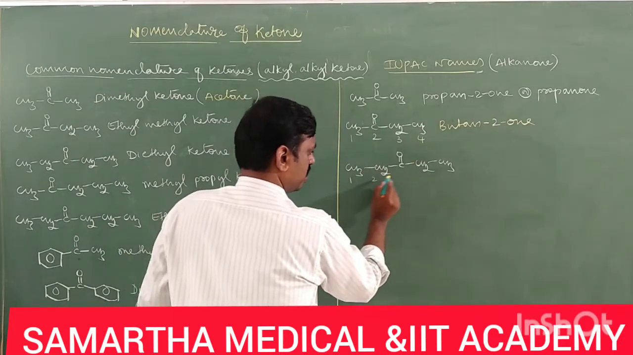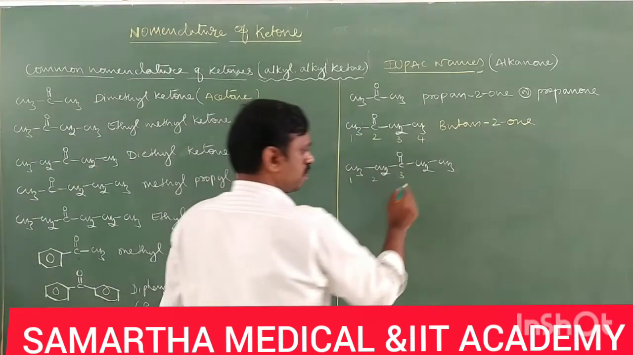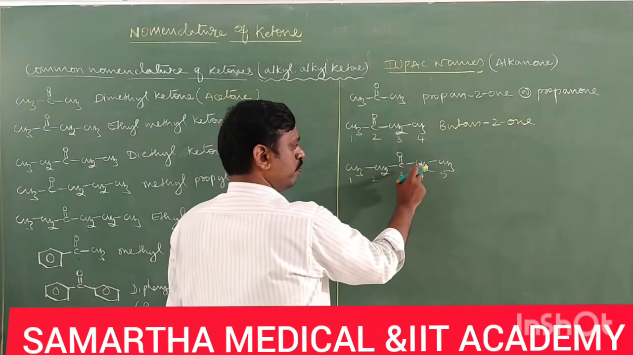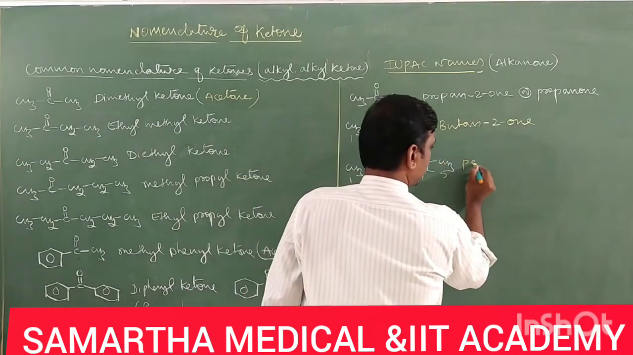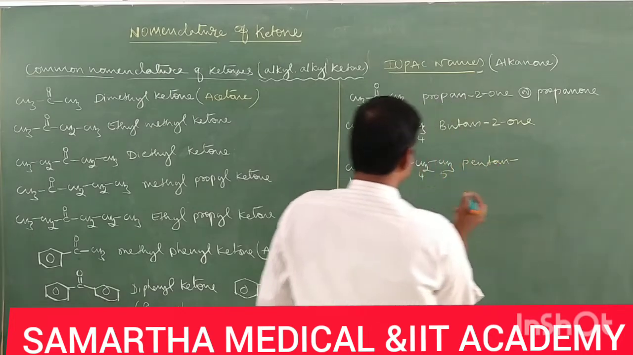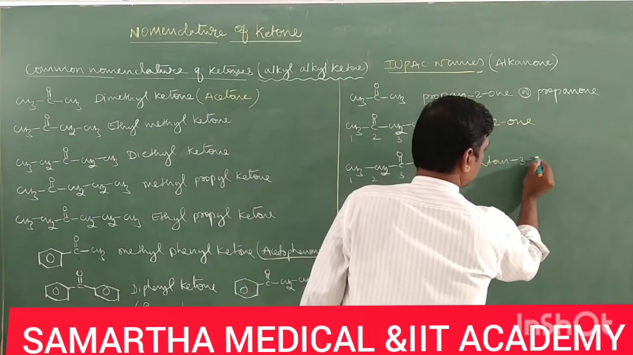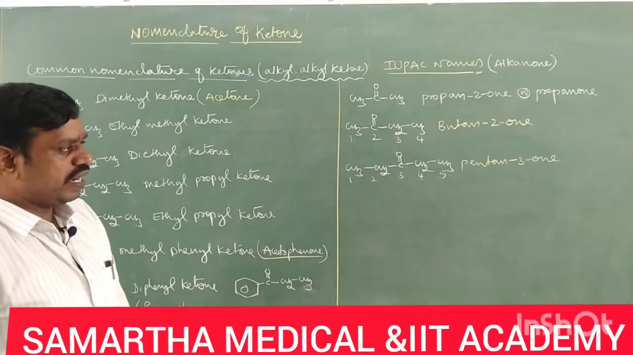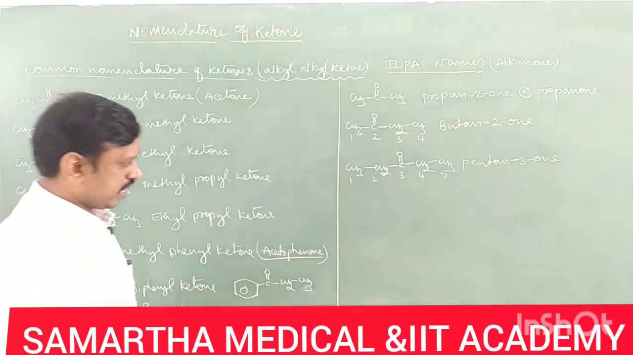From both sides, the keto group gets the same numbering. So therefore, it is meth, eth, prop, but, pent, pentane. Which one? 3. On the third carbon, the C double bond O group is there. Therefore, pentane-3-one is the IUPAC name.